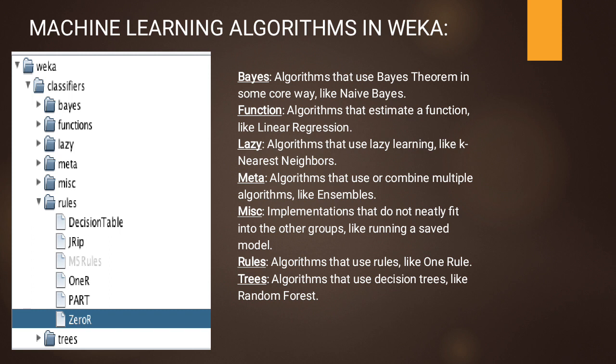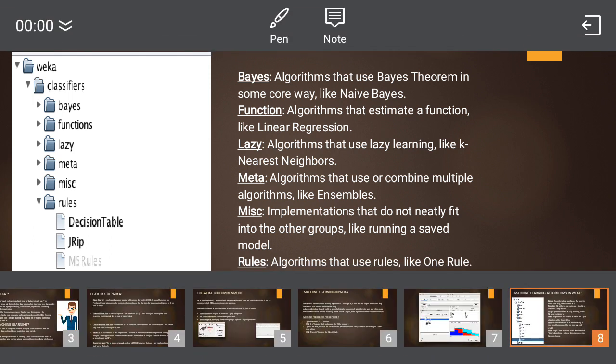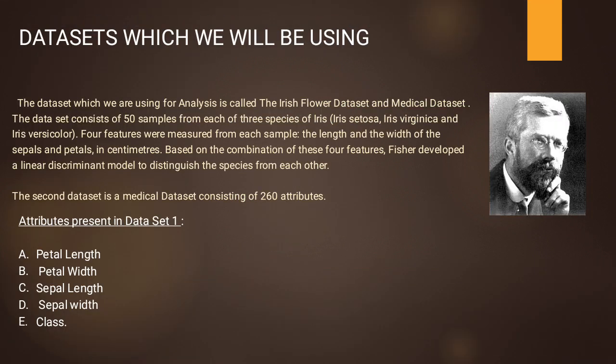which estimate the function, for example linear regression. In this seminar we'll mainly discuss the tree-based algorithms. Tree-based algorithms form a decision tree, and based on that decision tree we decide what to do. I'll discuss two algorithms on this. So the dataset which we'll be using today is called the Iris flower dataset.